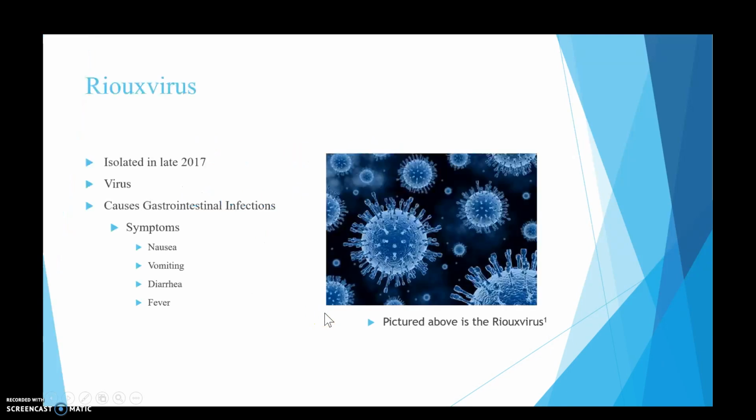The reovirus was isolated in late 2017, as pictured to the right. It is a gastrointestinal infection that has symptoms varying from nausea, vomiting, diarrhea, fever, chills, as well as dehydration.